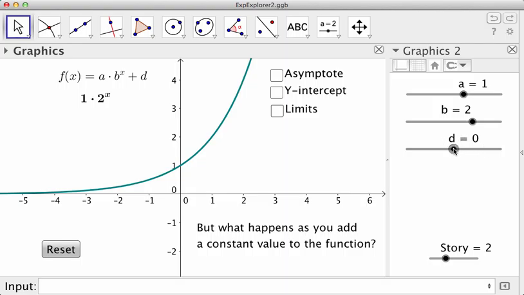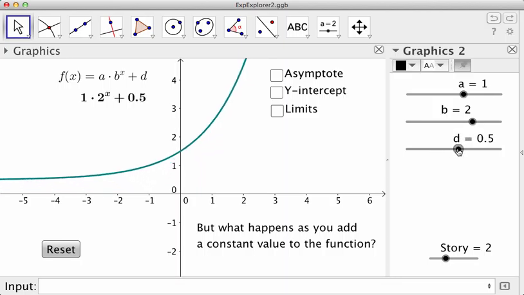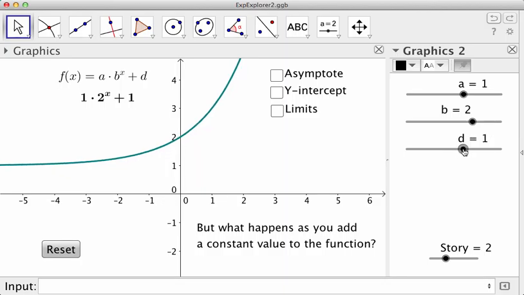Let's see what happens. So with d now set at 0, we can see what the function looks like when graphed. But what happens as d becomes greater than 0? Let's say in this case we'll set it equal to 1. Well, clearly the graph of the function just slid upwards. We carried out a translation of the curve in a positive direction of 1 along the y-axis.